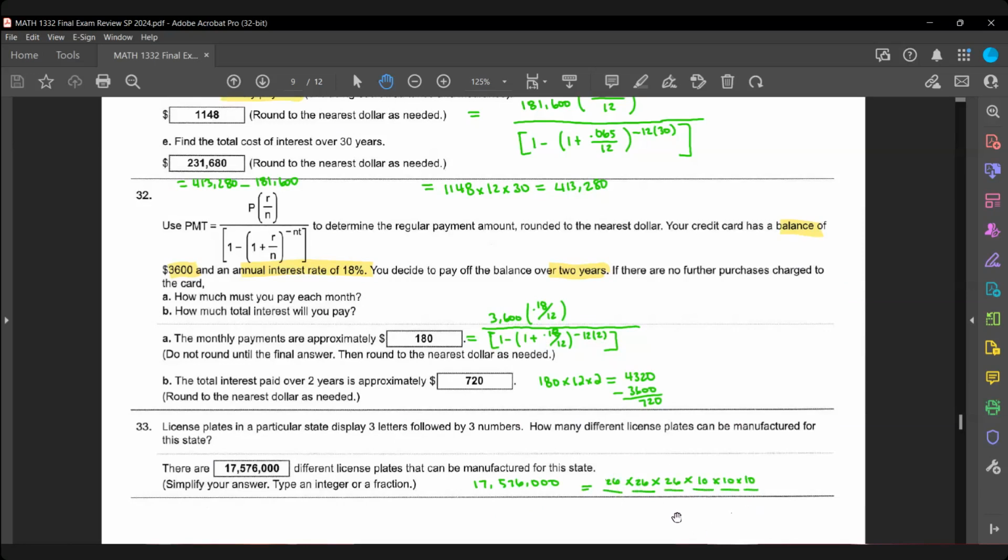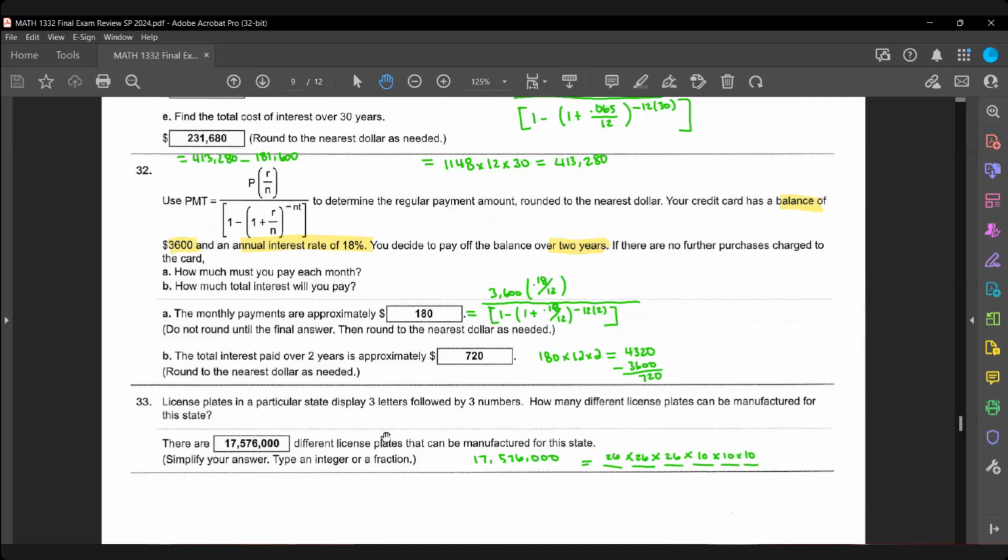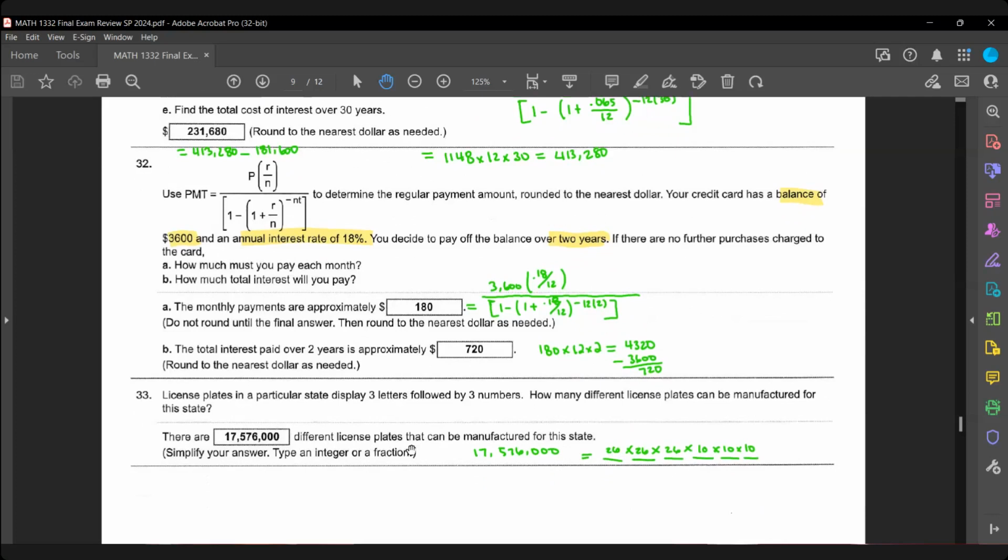Using the fundamental counting principle, we multiply the number of items in each group together. That gives an answer of 17,576,000. All right, so that was using the fundamental counting principle. There were 6 slots: 3 letters, 3 digits.